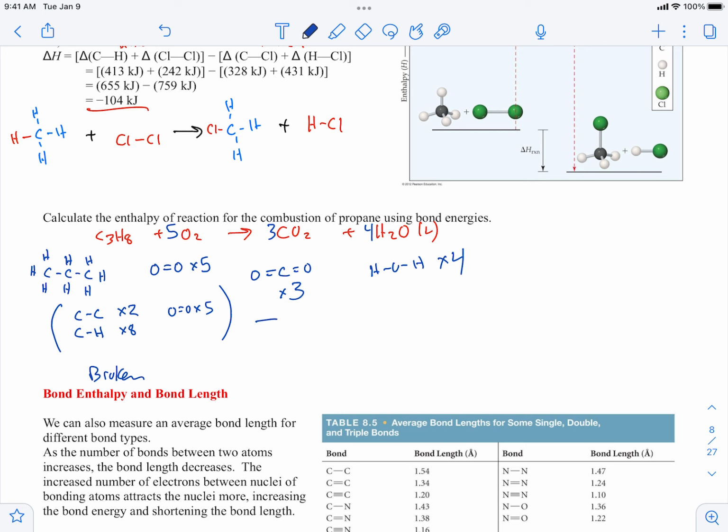Bonds broken minus the bonds that are formed. So what's forming here? We got a carbon to oxygen double bond. How many of them are there? Careful. 6 of them, right? Because there's 2 per molecule. We have hydrogen to oxygen bonds. How many? 8 of them. Okay, so this is our setup. So now we just need to substitute and plug them in and solve.